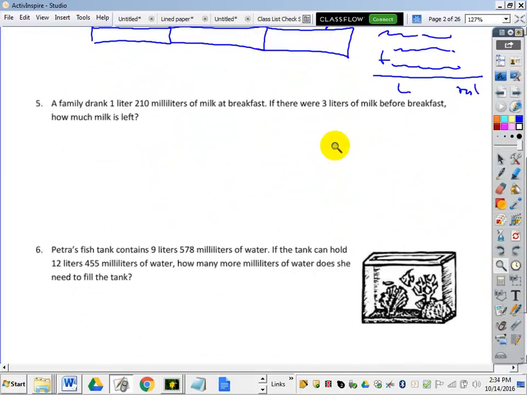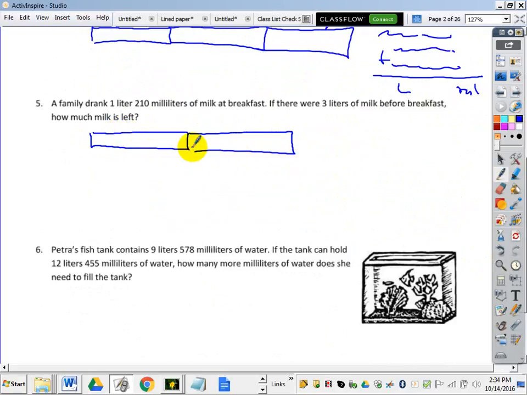Now, a family drank 1 liter, 210 milliliters of milk at breakfast. If there were 3 liters of milk before breakfast, how much milk was left? Okay, so there's 3 solid liters. Okay, so let's just think of this. I got a liter here, 3 solid liters. So I'm going to draw a tape diagram. Here's 3 solid liters. Now the kids are going to drink a whole liter. Boom, that one's gone. And then they're going to drink a little bit more, 210 milliliters.